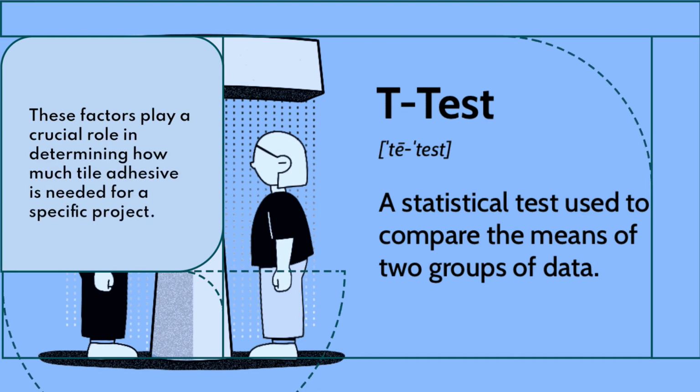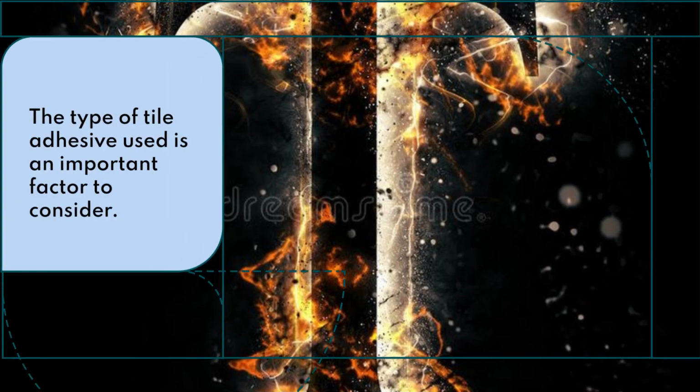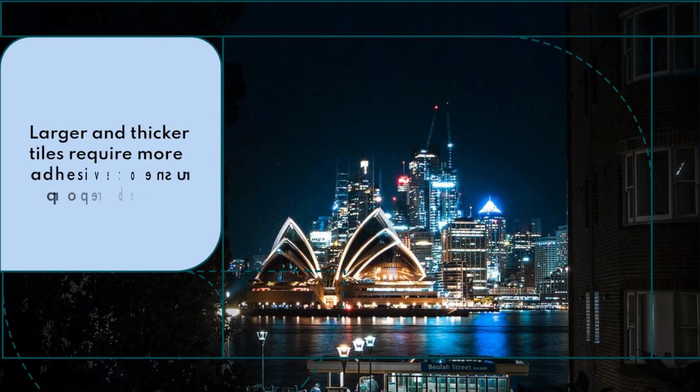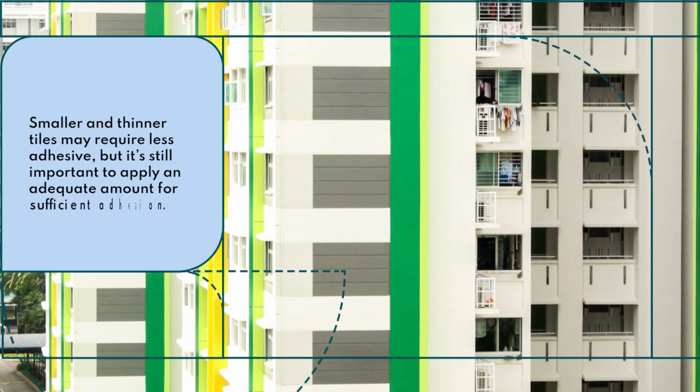Factors affecting tile adhesive coverage include the type of tile, the size and thickness of the tiles, the condition of the substrate, and the technique used for applying the adhesive. These factors play a crucial role in determining how much tile adhesive is needed for a specific project. The type of tile adhesive used is an important factor to consider.